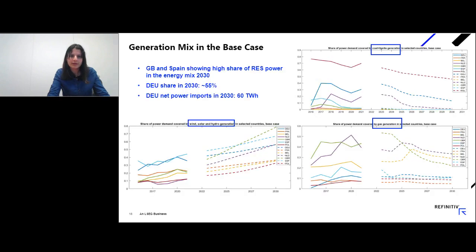We also have prepared a view on the other countries and how the renewable energy mix and the share of demand would develop over time. And we see here that while for Great Britain and Spain we're reaching levels close to 70, 80% of demand, for Germany the share of wind, solar, and hydro in 2030, if we keep the assumptions as in the base case, would be around 55%.